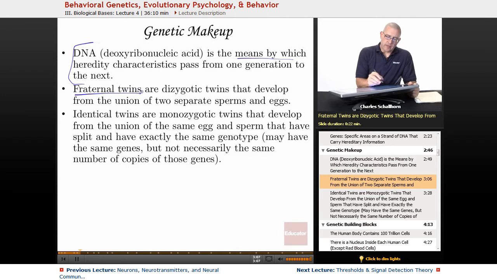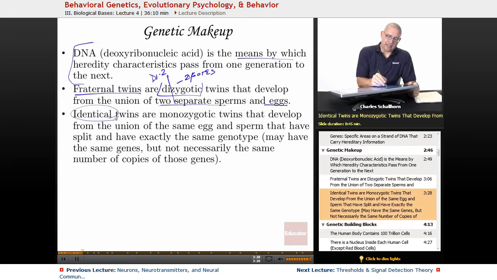Fraternal twins, they are dizygotic. So you break that into two. You've got the di, meaning two, and the zygotic, meaning zygotes. So two zygotes. So those are twins that develop from two separate sperm and two separate eggs. So they do not have identical DNA.